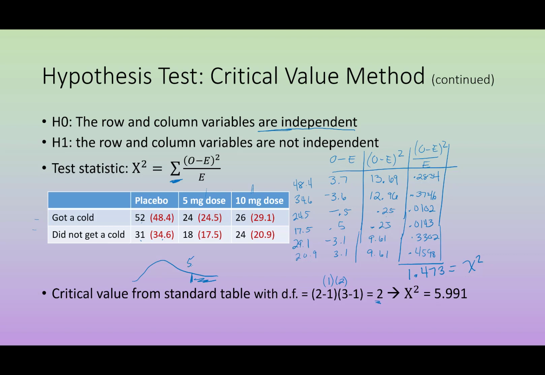Now remember, the chi-squared test when we're doing contingency tables is only a right-tailed test. So my critical value of 5.991 is here. And then I look at my test statistic, which is 1.47. That's going to be down here somewhere. So my test statistic falls in the non-rejection region, so I would not have enough evidence to reject the null hypothesis, which means I am not able at this time to support the alternative. What that means as far as the problem goes, I don't have evidence to say that the different medication they were given was able to determine whether or not they were going to get a cold.